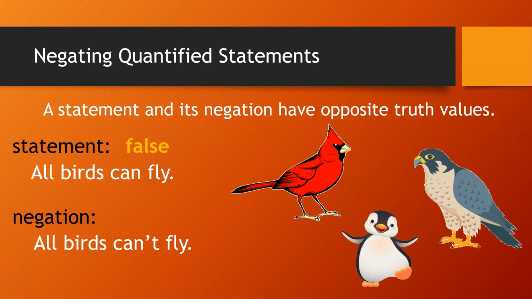So think about our negation. All birds can't fly. Is that a true statement? No, that's not a true statement. So that can't be the negation. Saying all birds can't fly certainly isn't true because there are some birds that can't fly. But that's it. That's our negation. So the negation of all birds can fly is some birds can't fly.